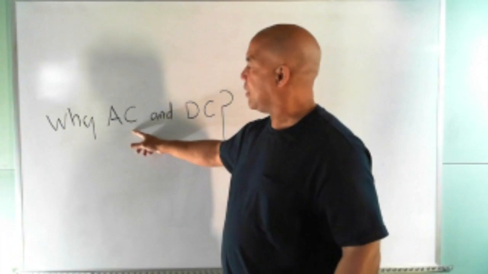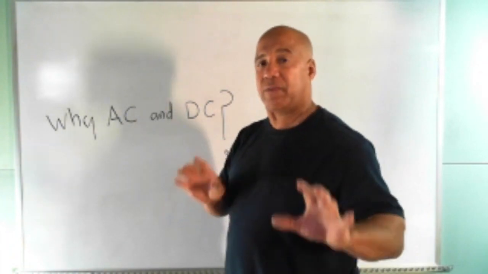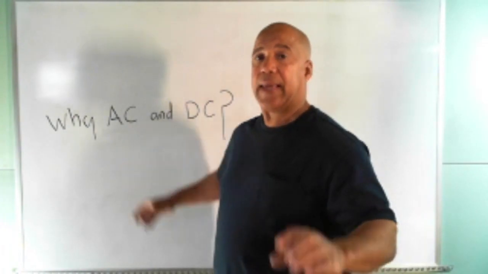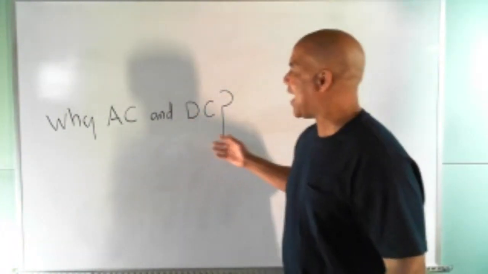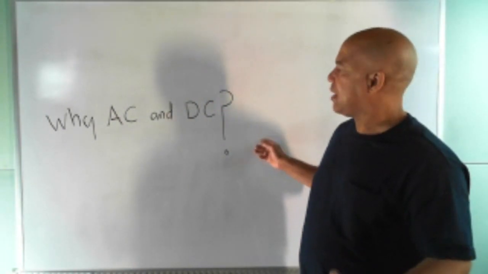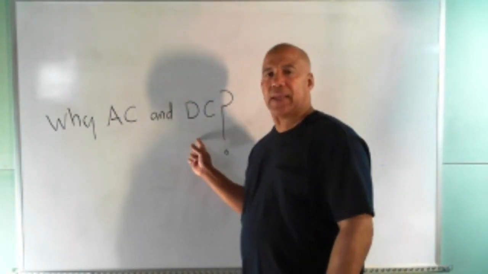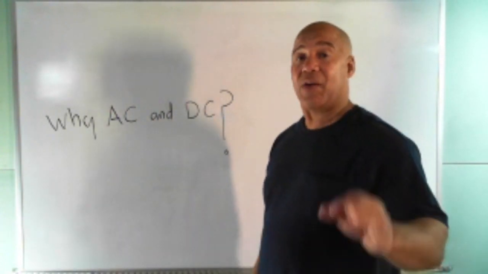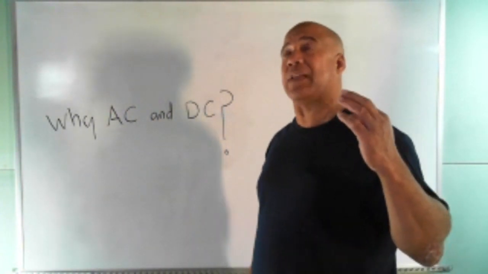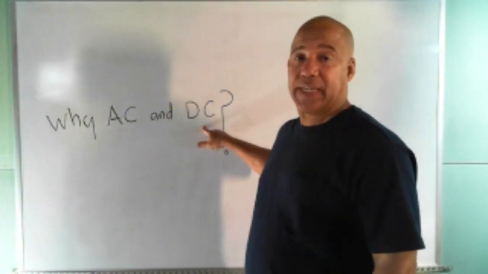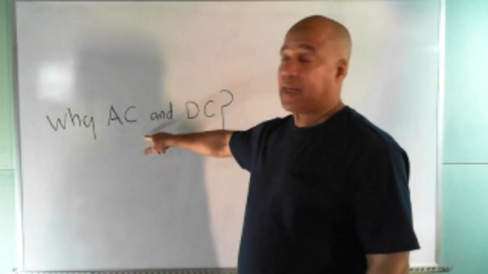So there's two types of current. There's DC, direct current, and AC, alternating current. And so the question I want to ask is, why do we have DC and AC? What's the purpose of having two? Is there a way to get away with just one? And the answer is, yeah, we could get away with one. As a matter of fact, back around the time of Edison, the only thing we had was DC. There was no AC. AC didn't come along.